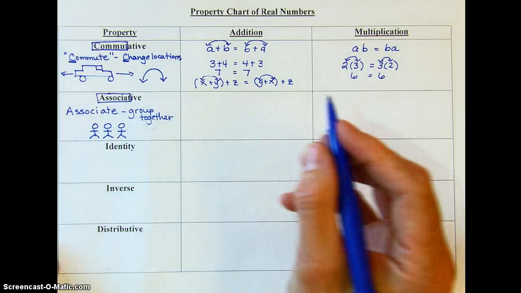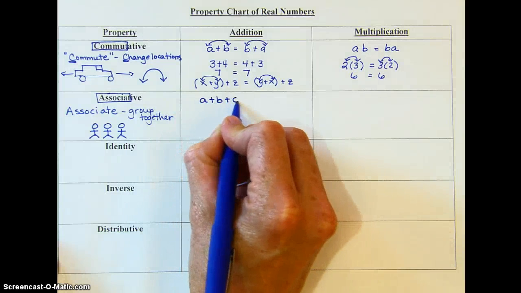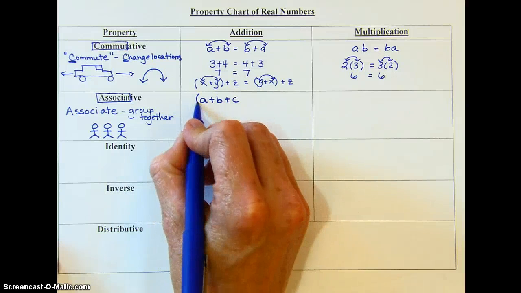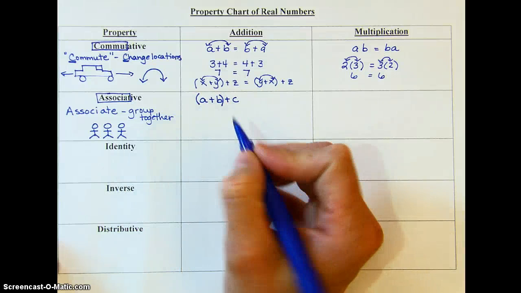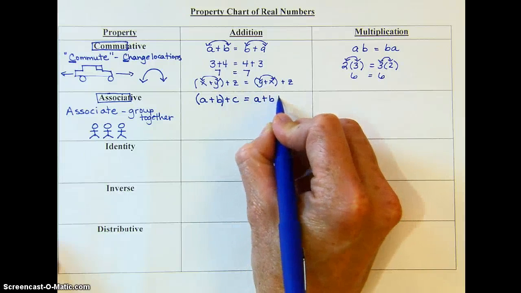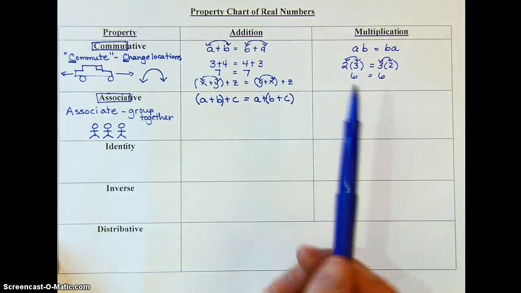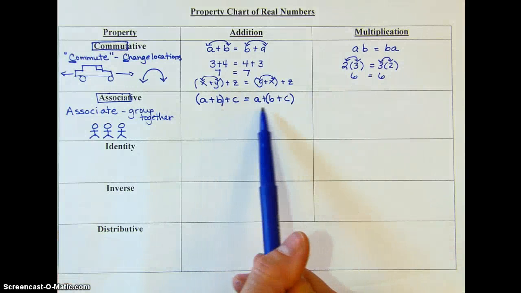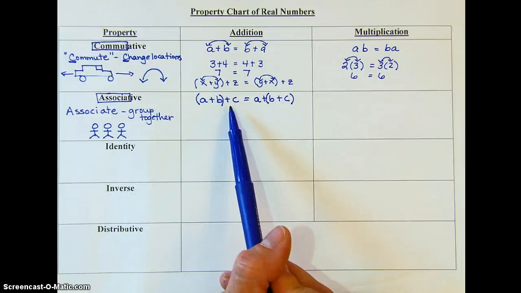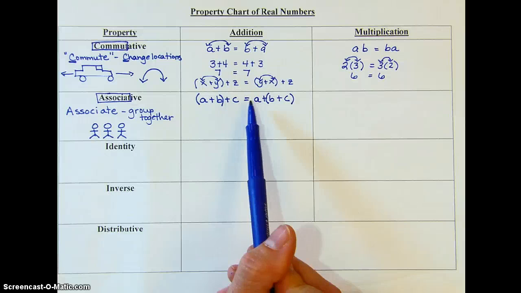So let's look at it for addition. You have A plus B plus C. And if you group A and B together, you will still get the same thing if you say A plus B plus C and you group B and C together. Now notice, none of the locations changed for the numbers. The only thing that changed was the grouping.